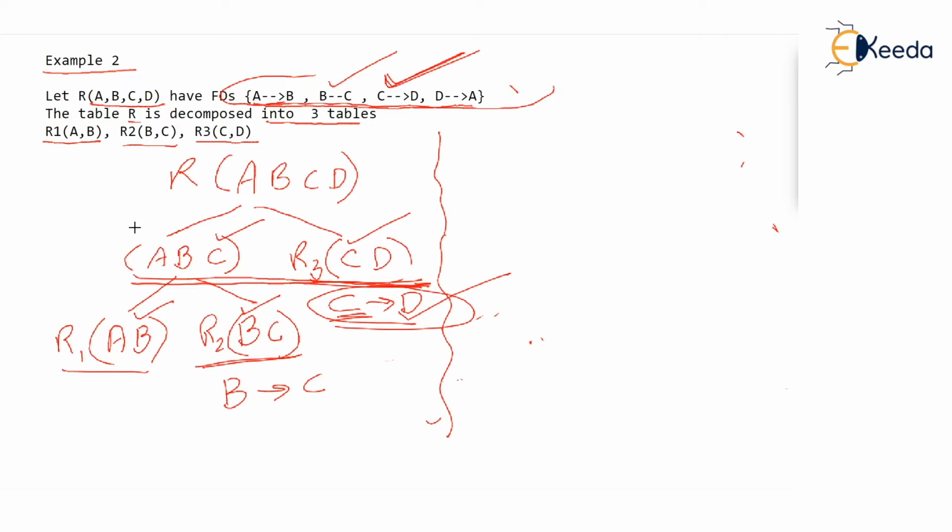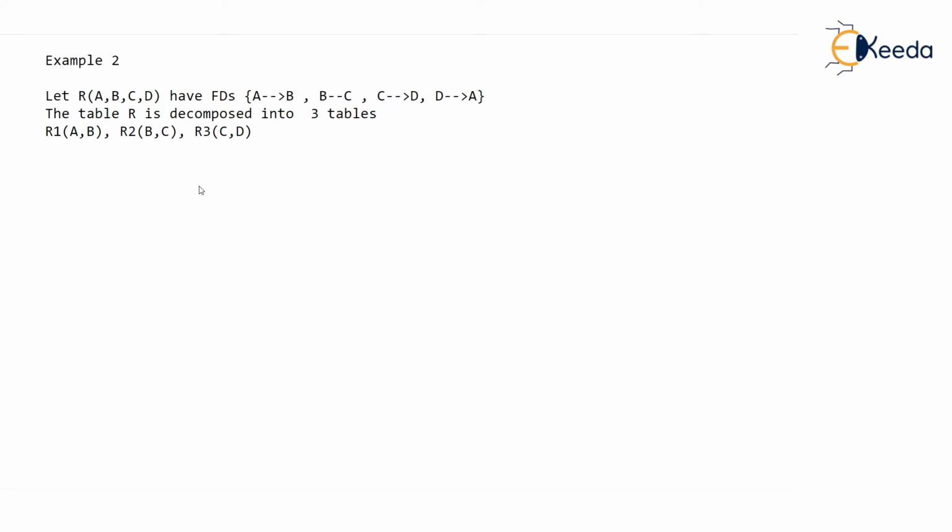Okay. Now, what about FD preserving? Now we have three tables. I'll write them down again here. R1 has AB, R2 has BC, and R3 has CD.